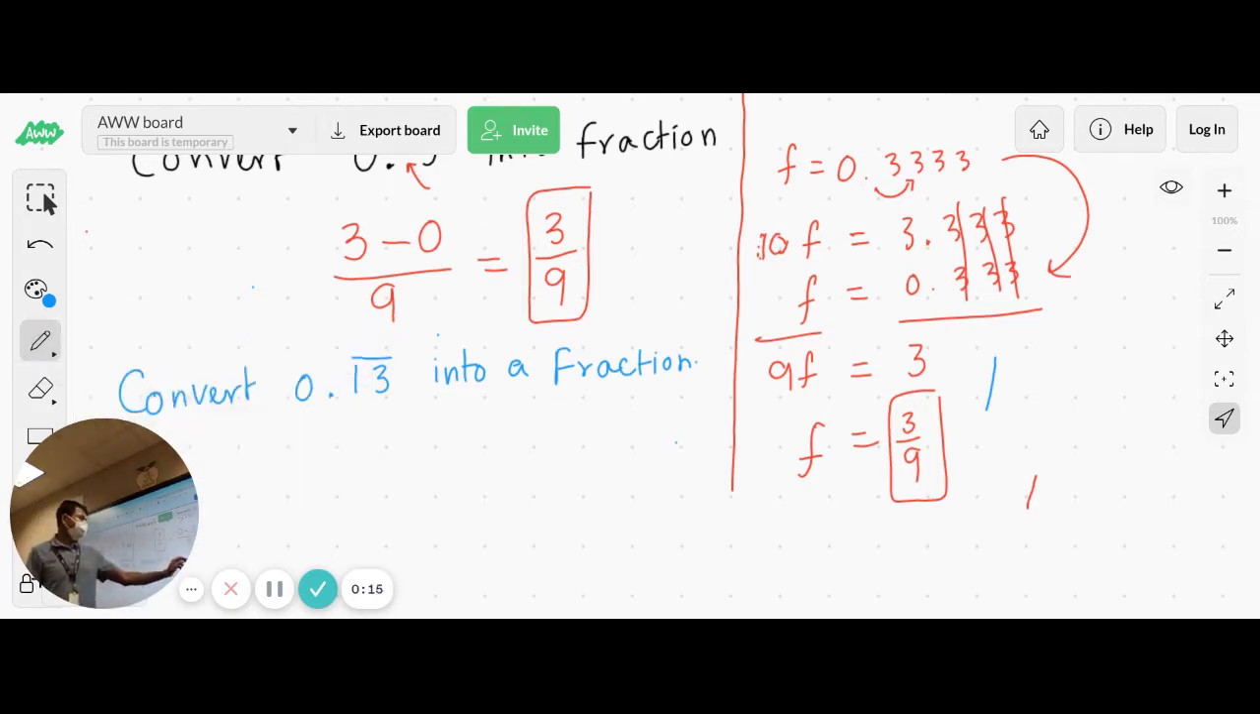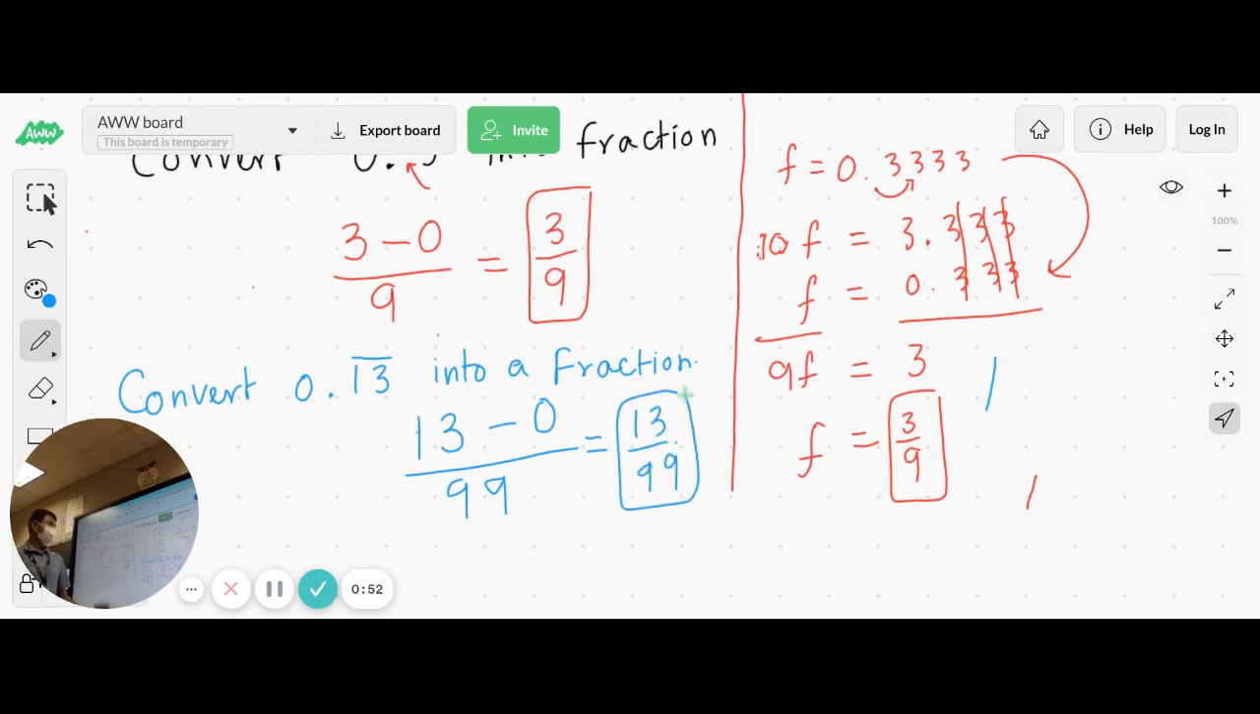So 0.13 repeating. What you do first, you write 13 minus the part in front of the repeating. Do we have any numbers? No, right? So minus 0. Over how many numbers under the repeating? Two numbers, so I'm going to put 9 and 9. And 13 minus 0 is 13 over 99. That's it.